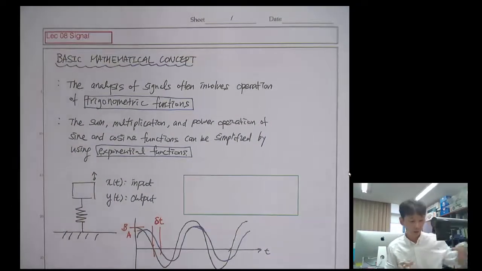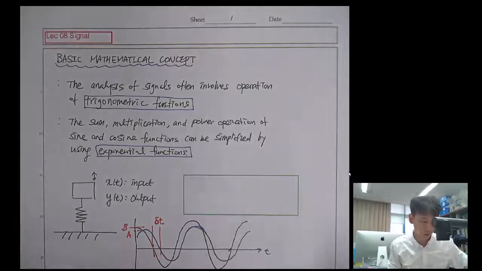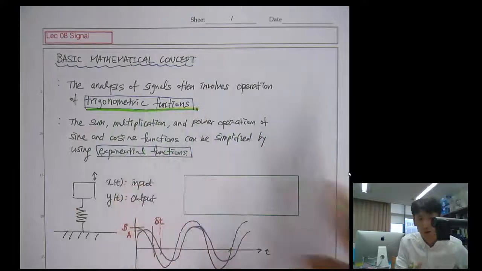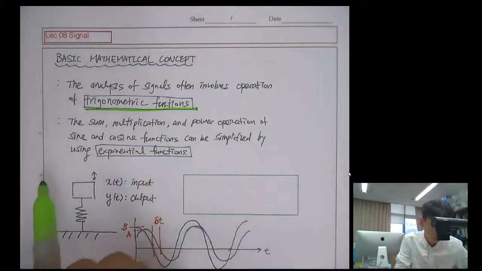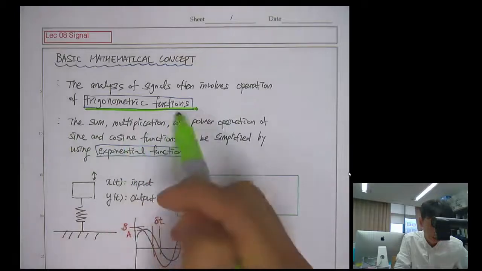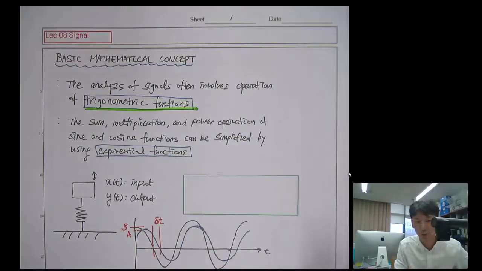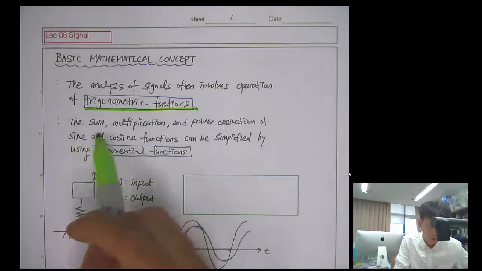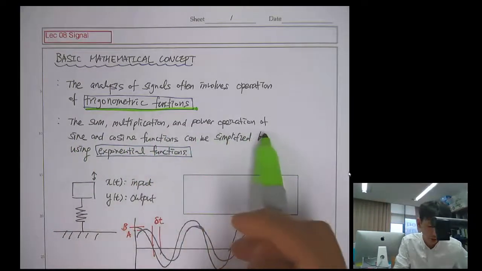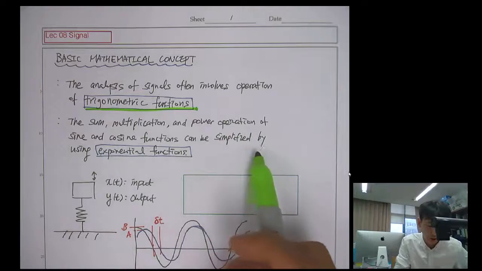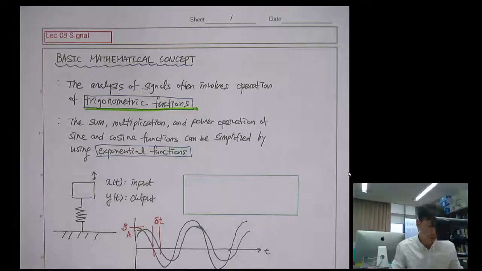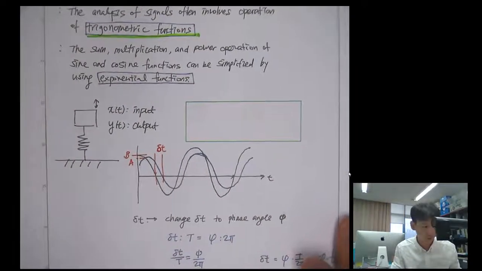Today, we'll start from the basic mathematical concept. The analysis of signals often involves the operation of trigonometric functions like sine and cosine functions. This is because the signals can be decomposed and re-expressed with the trigonometric functions, sine and cosine. And the sum, multiplication and power operations of sine and cosine functions can be simplified by using the exponential function if we assume Euler's identity. So let's look at one example here.